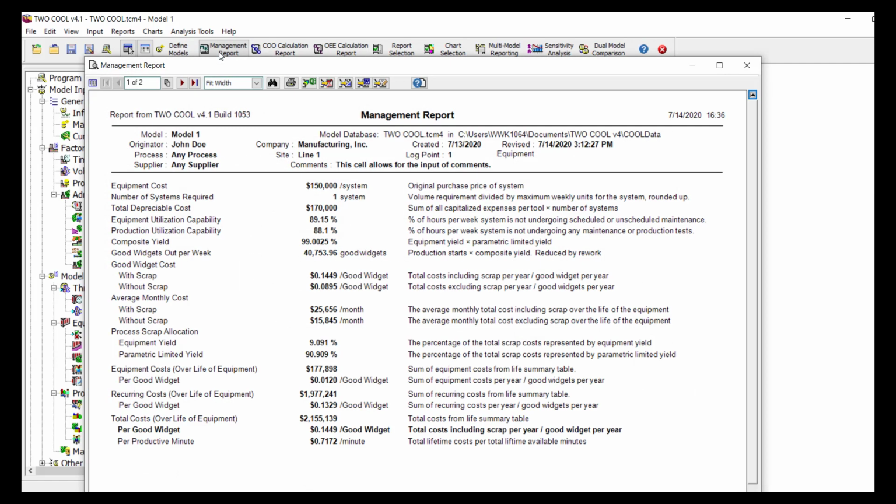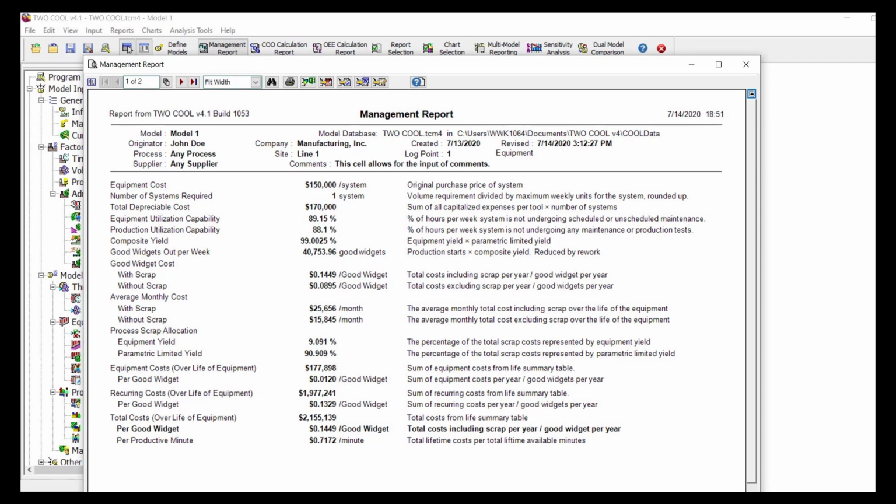Once you are satisfied with the input data, you can view the results in a number of reports and charts. Reviewing the management report shows us that the added data has changed our cost of ownership value from 0.0588 to 0.1449. As you can see, most of that cost difference is coming from our yield loss, and more specifically, driven primarily by our parametric limited yield loss.